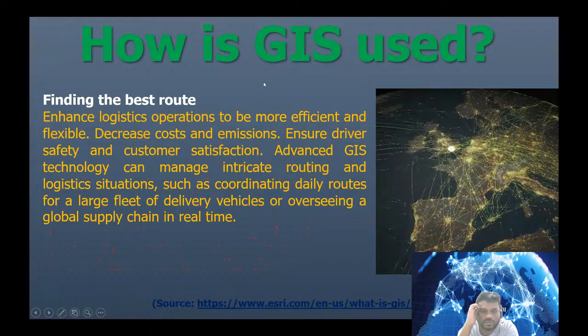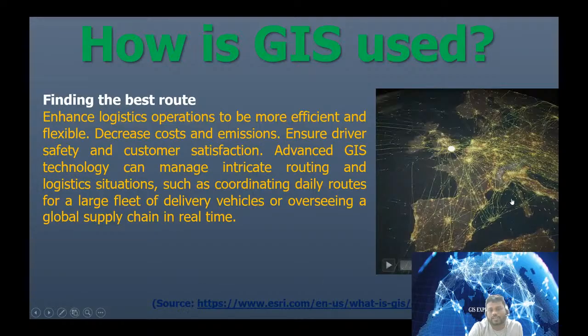So finding the best route. GIS also helps enhance logistics operations to be more efficient and flexible, decrease cost and emissions, and ensure driver safety and customer satisfaction. Advanced GIS technology can manage intricate routing and logistics situations such as coordinating daily routes for a large fleet of delivery vehicles or overseeing a global supply chain in real time.